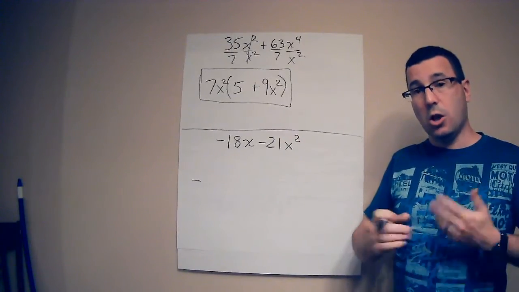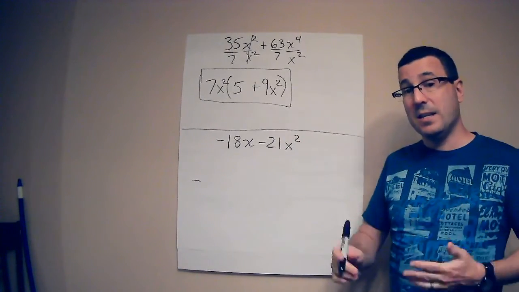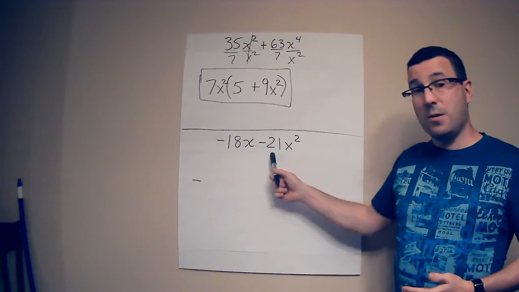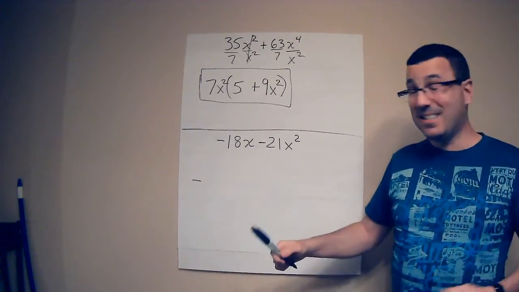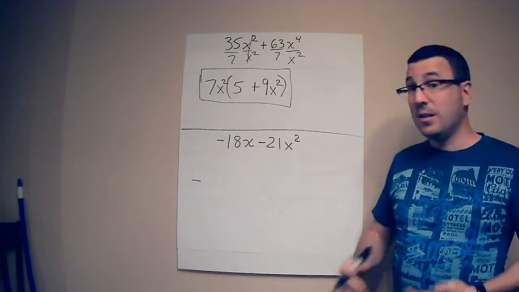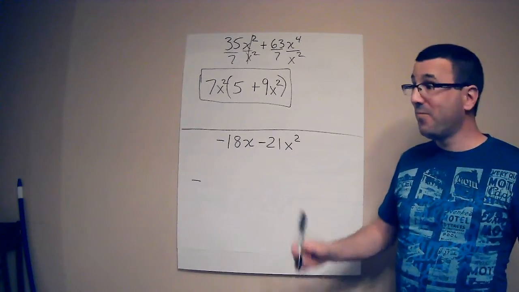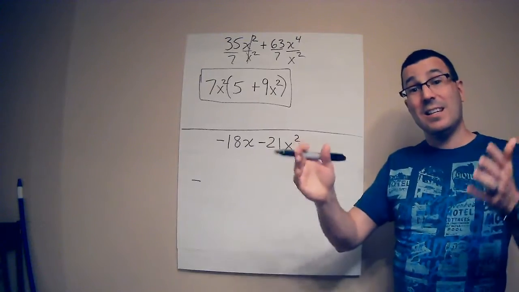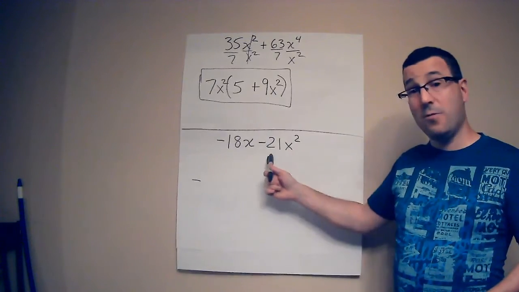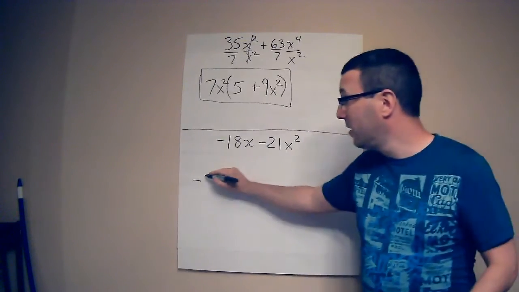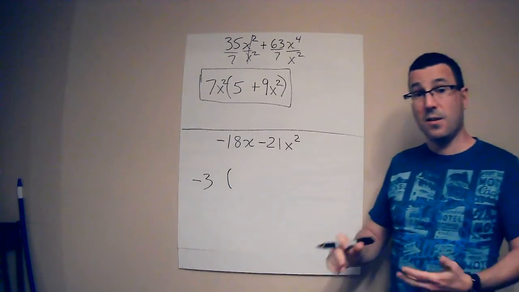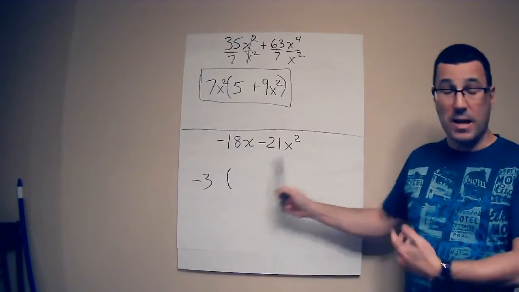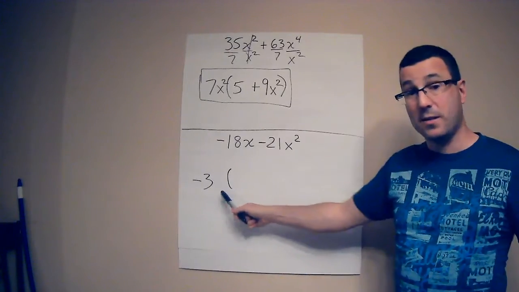The next largest factor of 18 is 9. Does 9 go into 21? No. The next largest factor is 6. Does 6 go into 21? It doesn't go in nicely. So keep working down. 3. Does 3 go into 21? Yes, it does. So I'm going to write a 3, and I'm going to put a parentheses next to it. But again, a little bit of space.